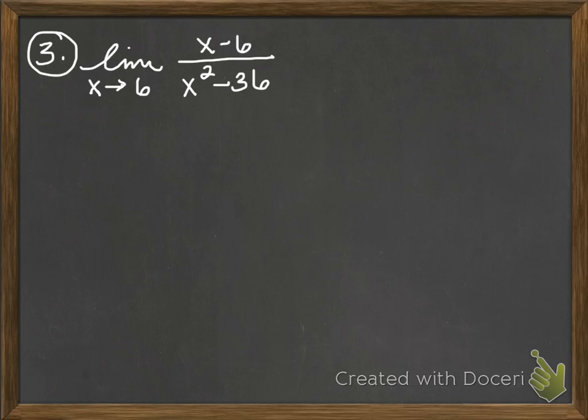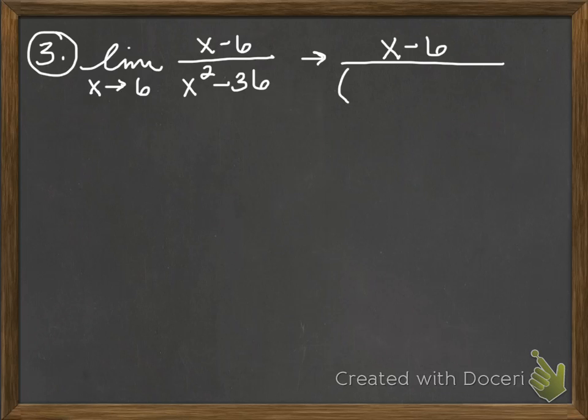All right, last but not least. In this case, we have a fraction where, once again, if I plug in 6, I have an indeterminate form. I have 0 over 0. So we can't factor the numerator because it's just x minus 6. But the denominator is factorable. The denominator is a special case of difference of perfect squares.